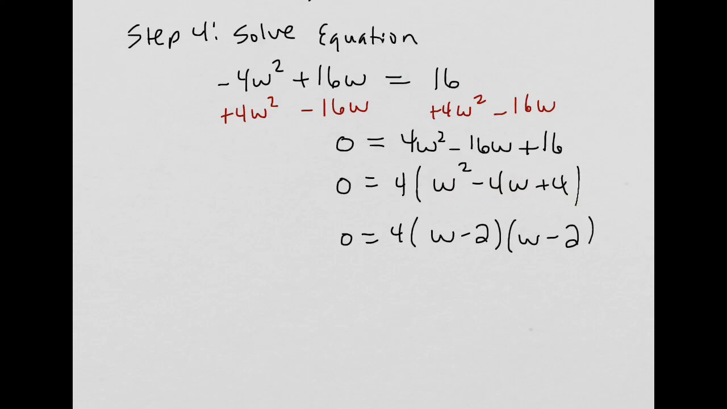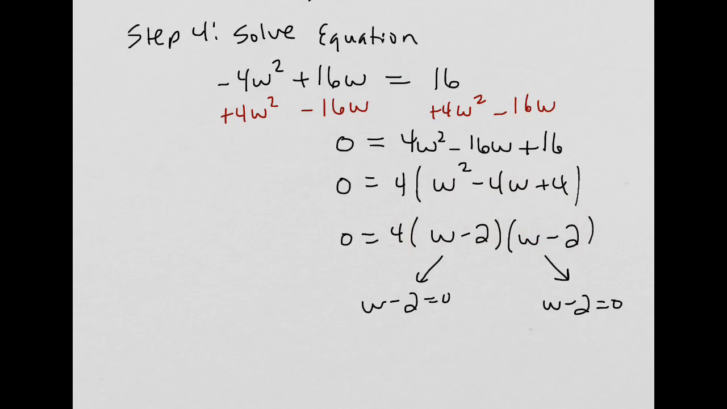So then the last step, once I've factored it out, is to set each factor that contains a w equal to 0. So I've got w minus 2 equals 0, and then another w minus 2 equals 0. I don't need to worry about the 4 in front because no matter what I plug in for w, this guy will never equal 0. So I can ignore that factor. So I'm just focused on this factor and this factor because depending on what I plug in for w, it can make these guys zeros.